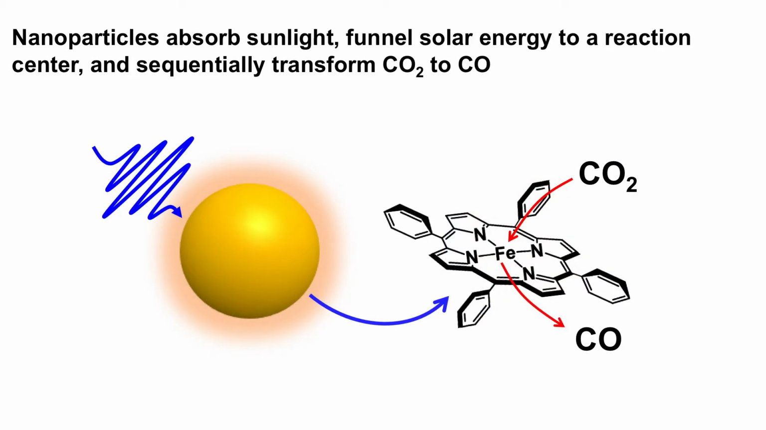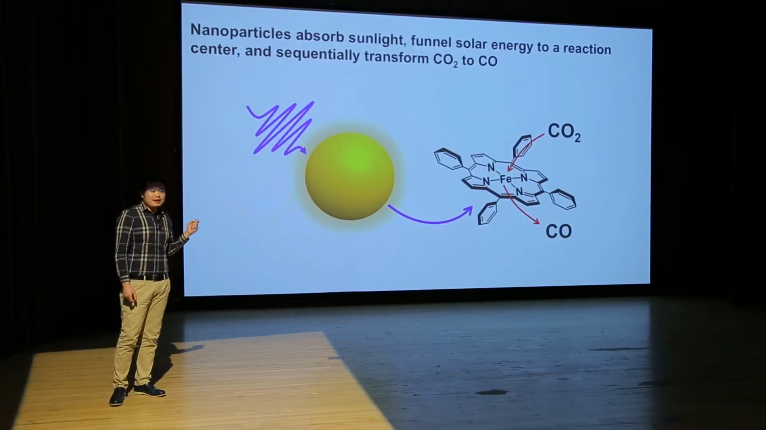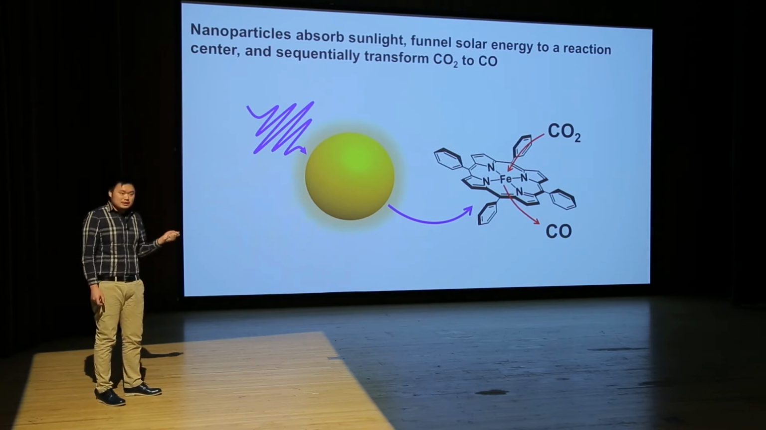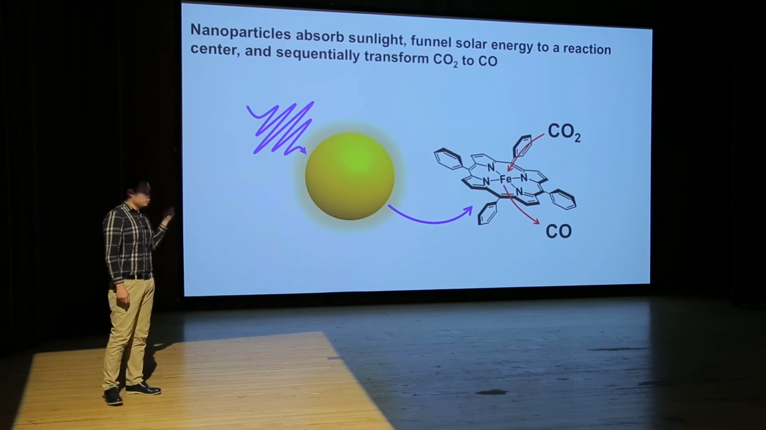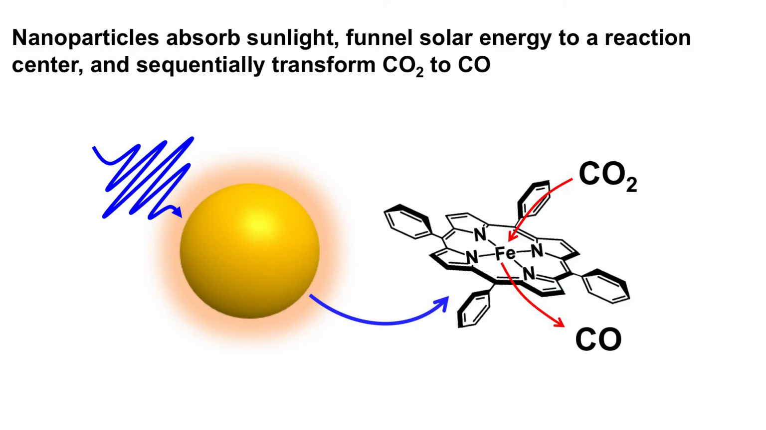Here I show you a schematic of the actual system that I work with in the laboratory. So here I couple a nanoparticle with a reaction center molecule that is active for converting carbon dioxide to carbon monoxide. And then I shine light on this nanoparticle. This nanoparticle absorbs sunlight, transfers the absorbed solar energy to the reaction center, where the carbon dioxide will be converted into carbon monoxide.